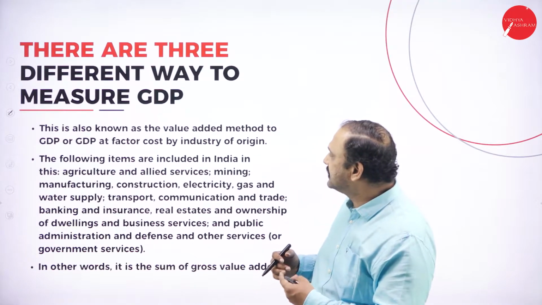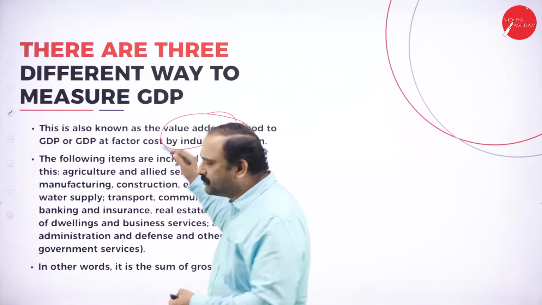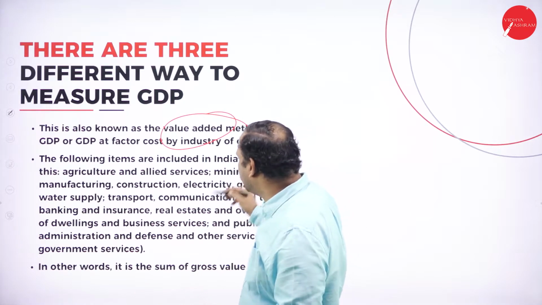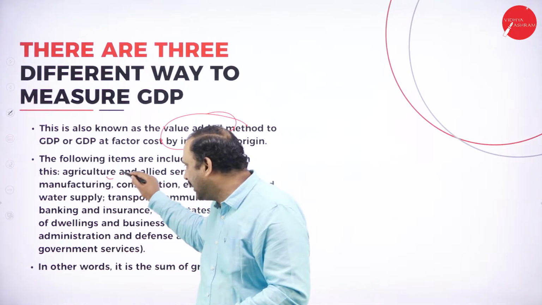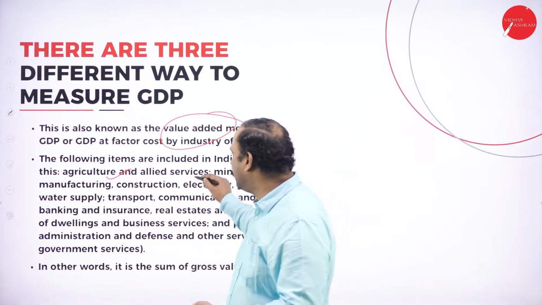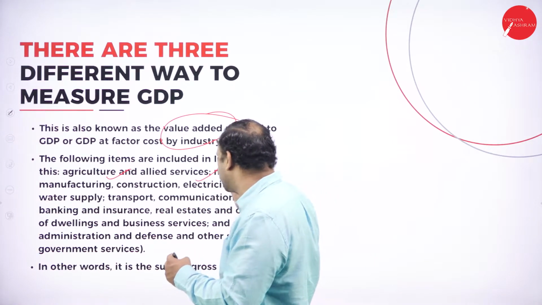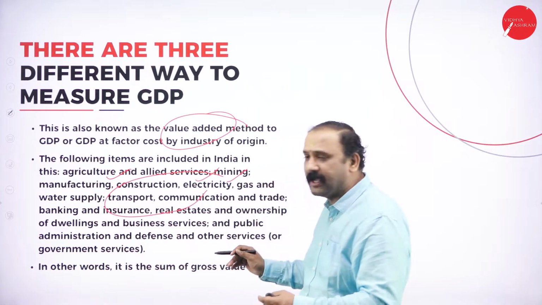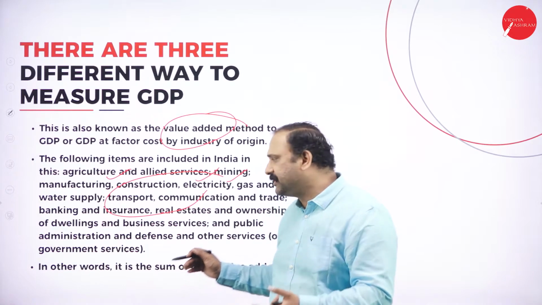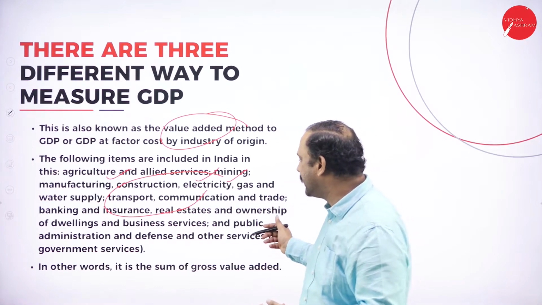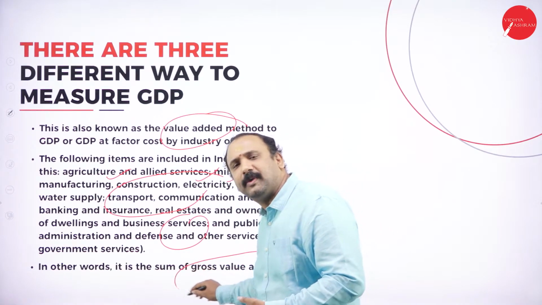Now, the next thing is that this is also known as the value added method in terms of GDP at factor cost. But the following items are included in India. One, we are talking about agriculture. Next, we are talking about the allied services, mining, manufacturing, construction, electricity, gas, water supply, transport, communication, trade, banking, insurance, even real estate coming into the picture, ownership of dwellings, business services, and public administration. In other words, the sum of the gross value added.